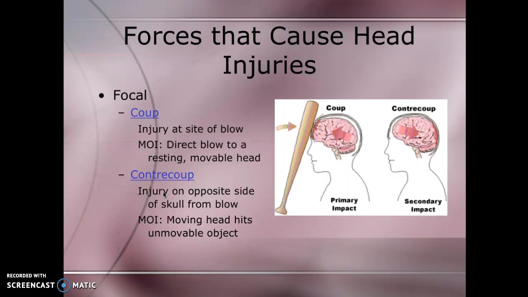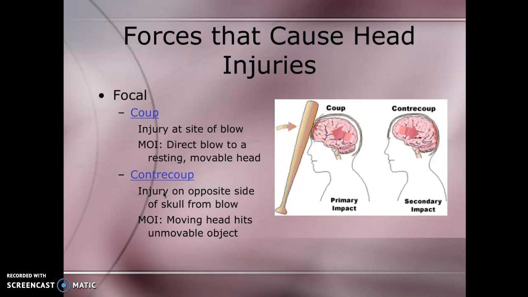The focal injuries, the forces that cause head injuries, are either coup or contrecoup. These are areas of focused damage caused by a force that's induced on the brain. The coup is defined as an injury at the site of the blow. You can see the baseball bat hitting the skull right here. I think a better example is a ball such as a baseball hitting the skull, because you can easily see how that's going to create an injury right at the site that the ball hit the head, and not in some other part of the brain, even though the brain may shake around a little bit inside the skull.